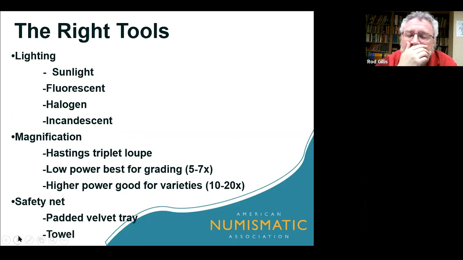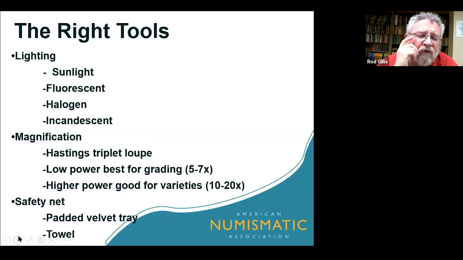Type of lighting. When you're examining a coin, there are four basic different types of lighting. There's sunlight, fluorescent, halogen, and incandescent. We teach in the grading class that the light source that we recommend is incandescent. Okay, a 60 or 70 watt bulb is the best bulb. Something that is 40 is kind of too dark, and 100 is too light.